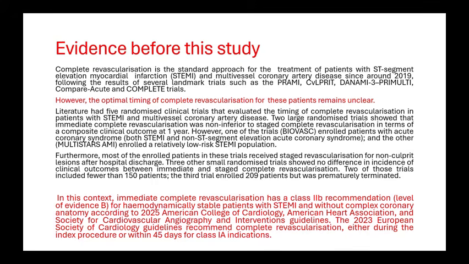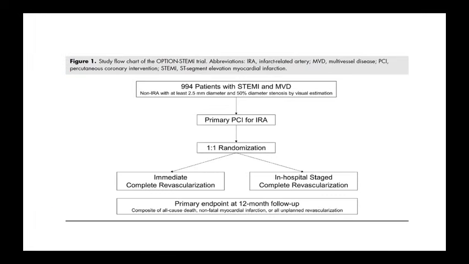So it opened the door for the OPTION-STEMI trialists to design the OPTION-STEMI trial to include all the patients with STEMI, including Killip class 1, 2, and 3, excluding the patients of cardiogenic shock. So it didn't include Killip class 4. So Killip class 1, 2, and 3, but only with STEMI. Non-STEMI was not included, and nearly up to 1,000 patients were included. So this is the design of our trial.